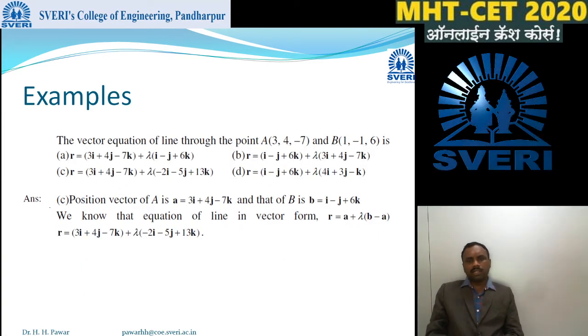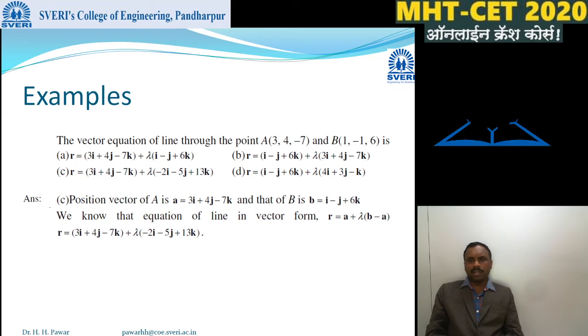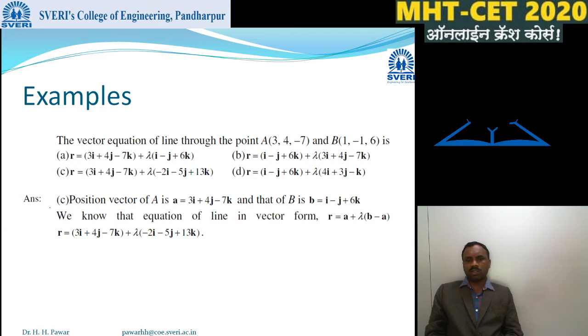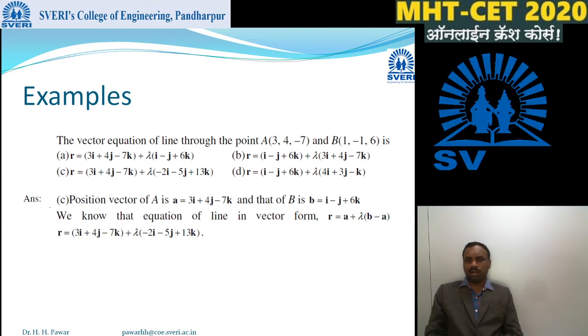The vector equation of the line through the point 3, 4, minus 7 and 1, minus 1, 6 is, here position vector of A is 3i plus 4j minus 7k and position vector of B is i minus j plus 6k. As we know that equation of line in vector form is r bar is equal to a bar plus lambda into b bar minus a bar.